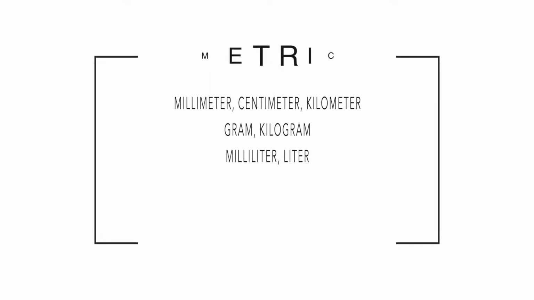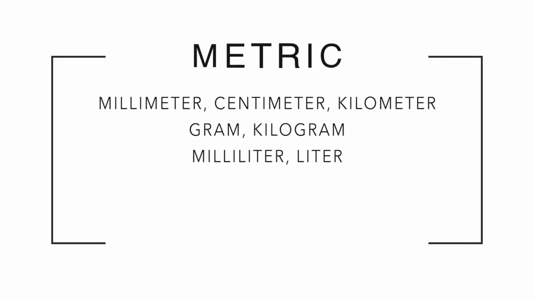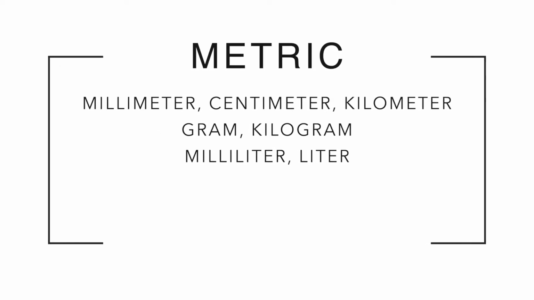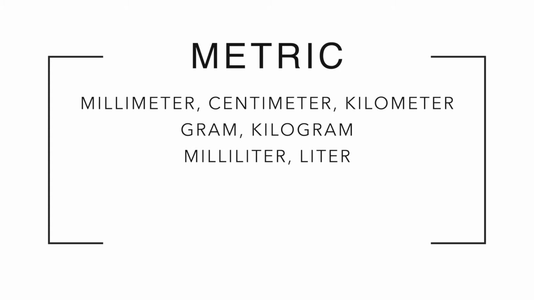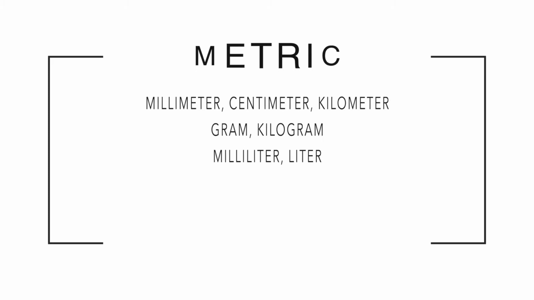So that's customary. And then metric is a lot more simple. With length, we talk about the millimeter, centimeter, and kilometer. As you can see, all of these have meter at the end. With weight, instead of ounces, you have a gram and a kilogram. Those are the common ones. For volume, instead of cups, quarts, and gallons, you have milliliters and liters. So metric is way more simple than customary, but those are the two different systems.